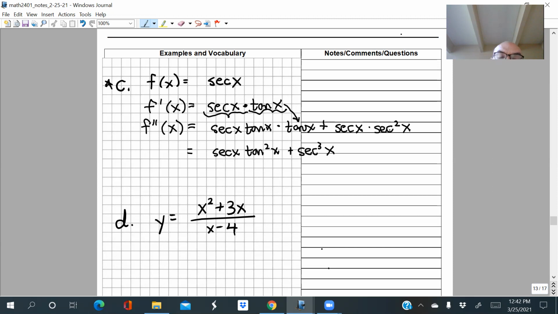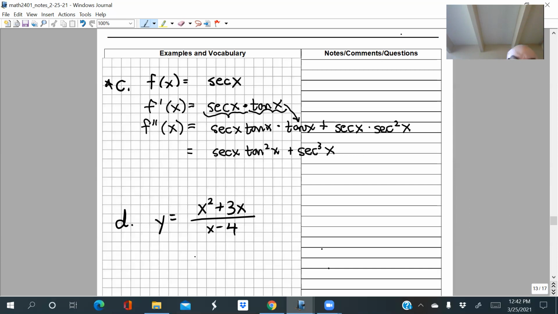Now let's look at this part D, because this one looks awful. Here we're going to calculate a second derivative, but we're going to have to use the quotient rule. And you know the quotient rule, right? That one's really nasty.